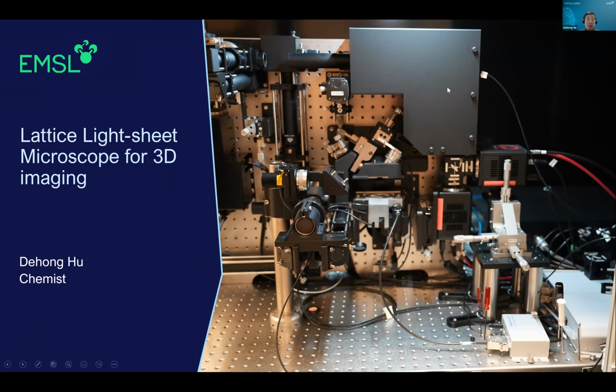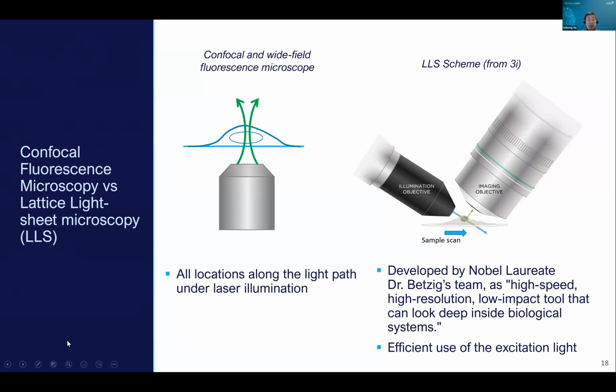Okay, so I will continue for the second part of the talk. It's about the lattice light sheet microscope. Basically, it's a fluorescence microscope. Once we talk about a fluorescence microscope for 3D imaging, you may think about confocal microscope.